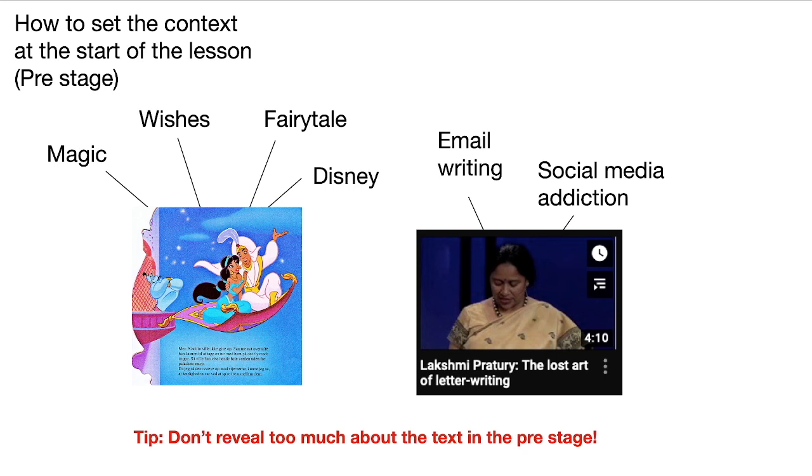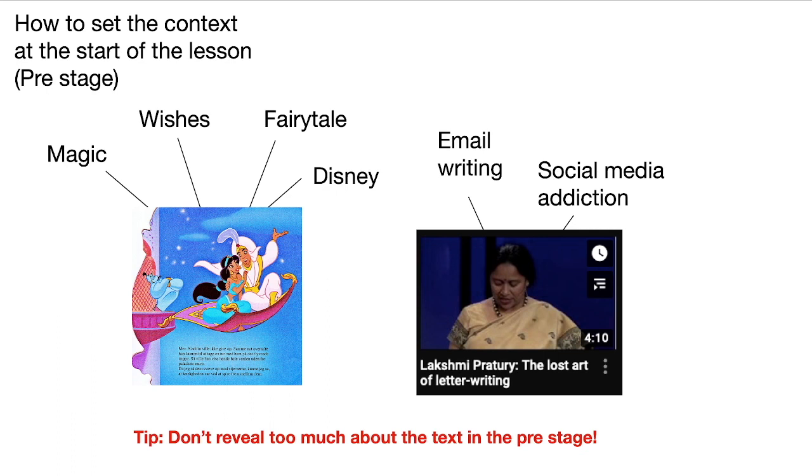So what kind of things could we do to help set the context before we read about Aladdin? I've got some examples here. We've got magic. Okay, so Aladdin is about magic. That's part of the story. We have wishes. Okay, so the lamp and the genie are about wishes. So we could start the lesson focusing on wishes and think, if you had a wish, what would you ask for?